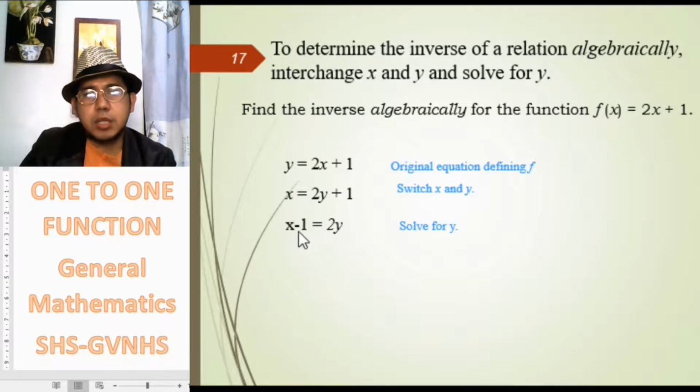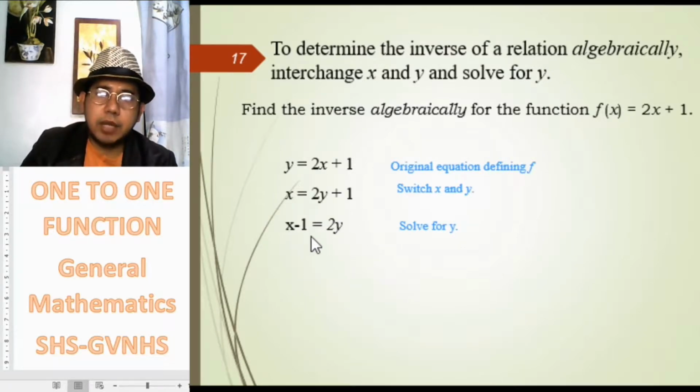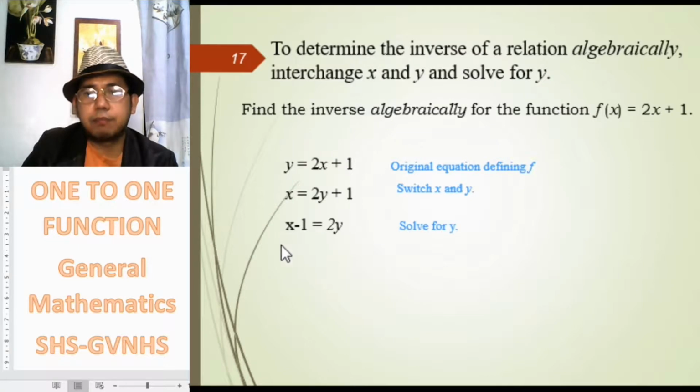When I solve, I have a new statement: x minus 1 is equal to 2y. What did I do? I subtracted 1 on this side, and at the same time, on the other side, I subtracted 1. That is according to the subtraction property of equality.